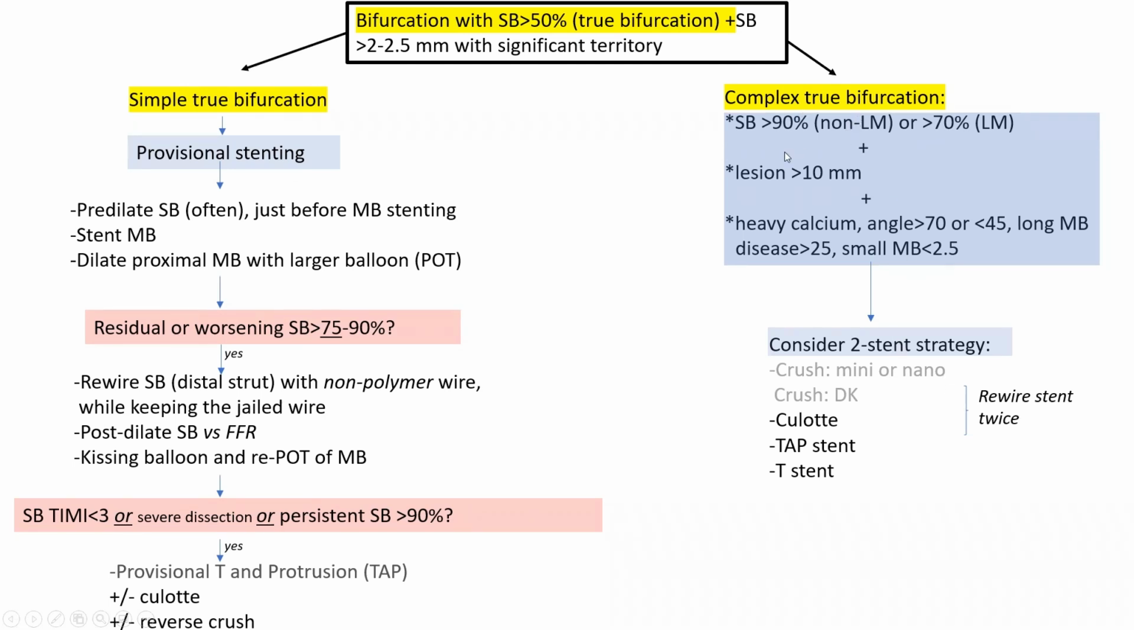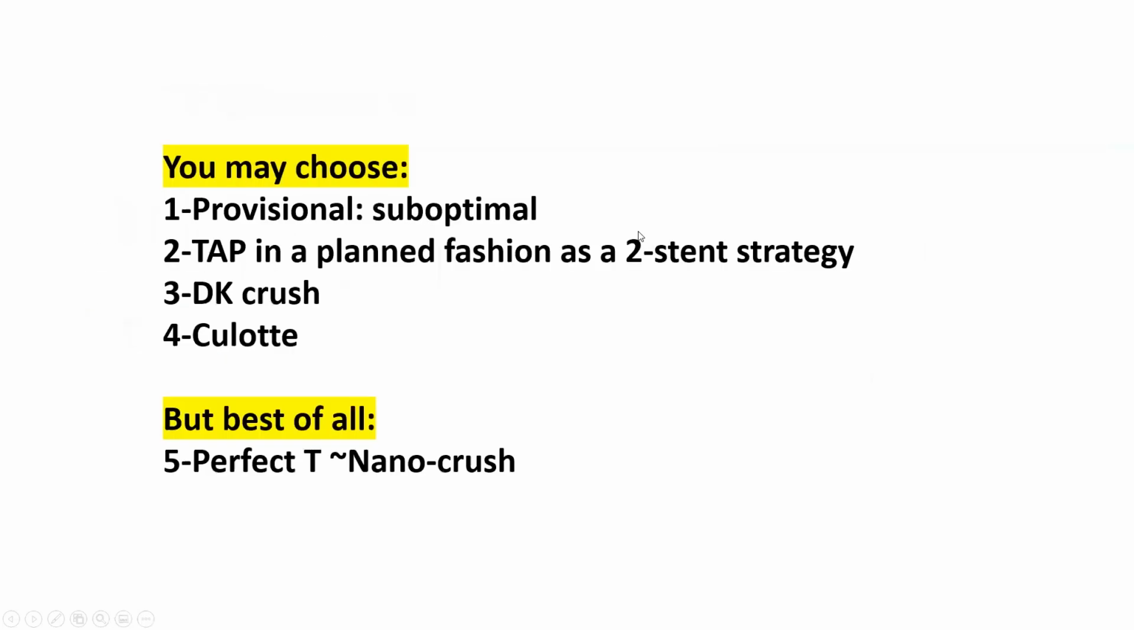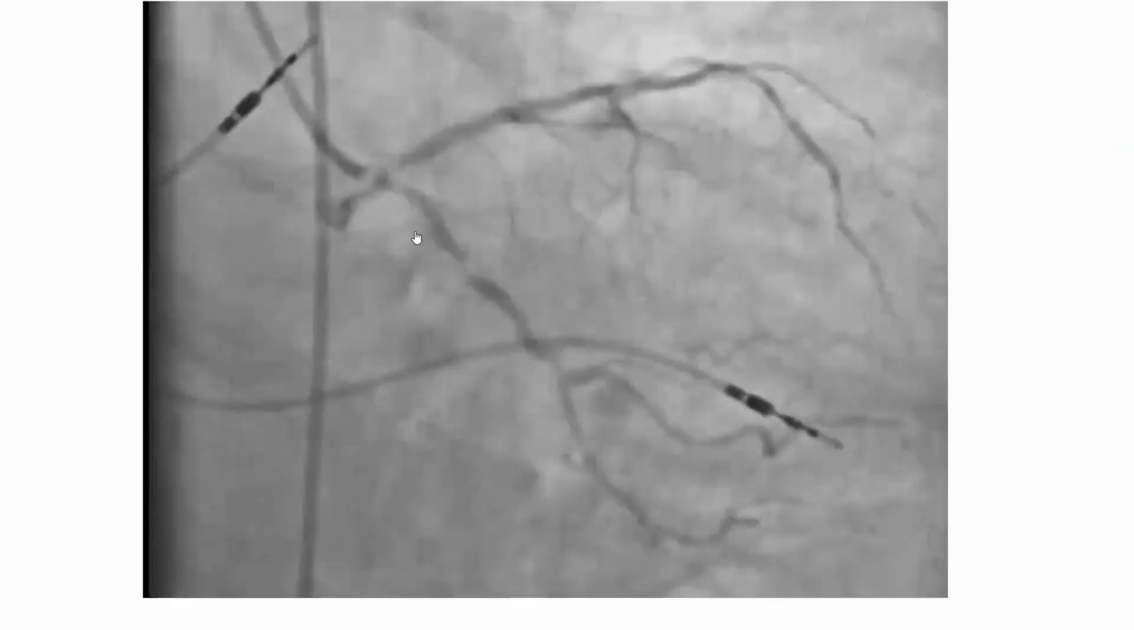And what is complex true bifurcation? Both the LAD and the left circumflex are 70% or over, as opposed to just 50 to 70%. But not just that. You can be both 70% and still be simple. You need a combination of all those 3. So over 70%, and it's long disease in that circumflex, in the branch vessel, over 10 millimeter, and other complex features.